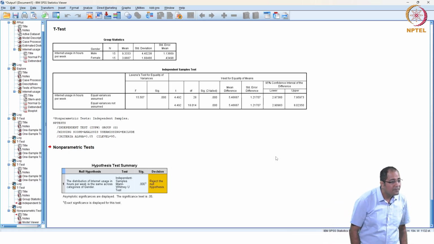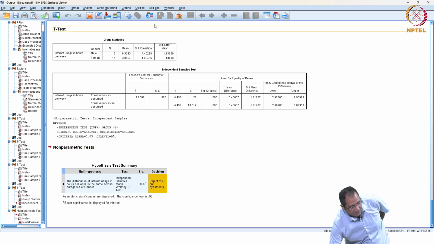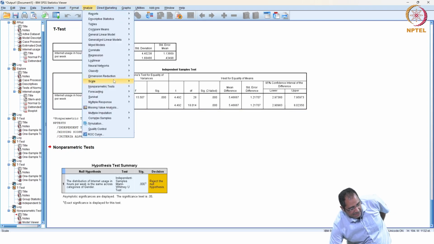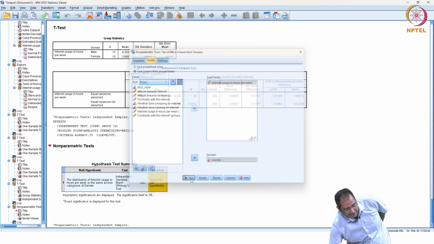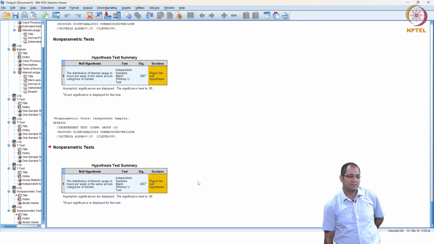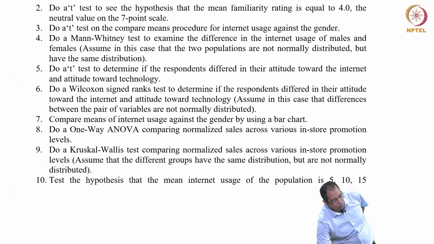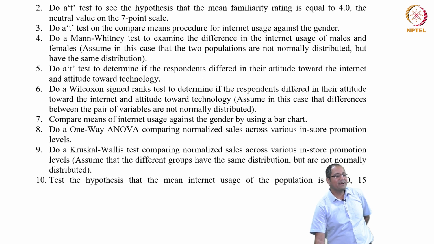Sorry? Yeah, you go to analyze and non-parametric test, independent sample. Let me reset it, and test with internet usage in hours per week, gender as groups, and click run. You will get this. Okay, let's move to the next one, which is somebody's favorite, paired t-test.